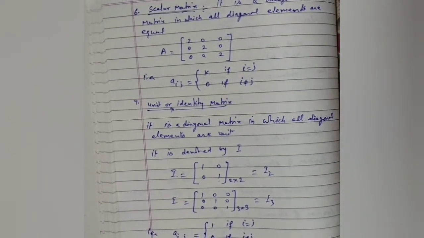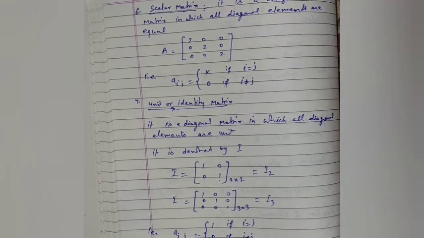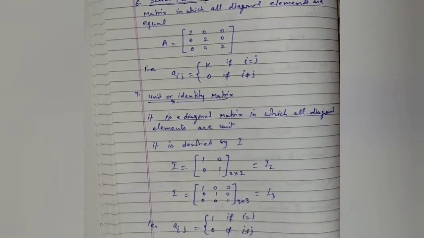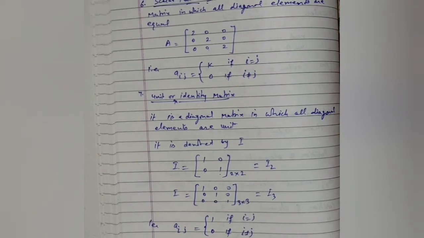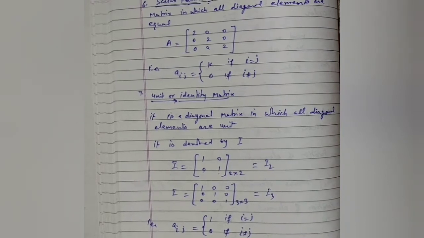Zero matrix or null matrix. A matrix whose all elements are 0 is called a zero matrix. A zero matrix may be square or rectangular.